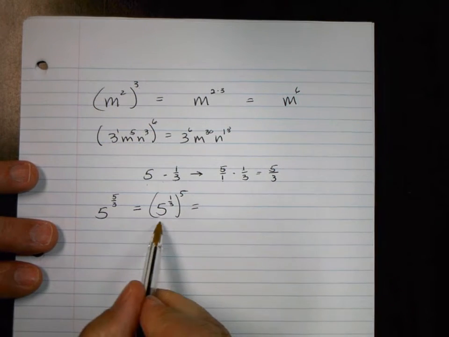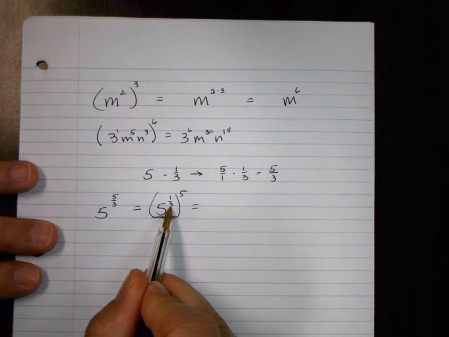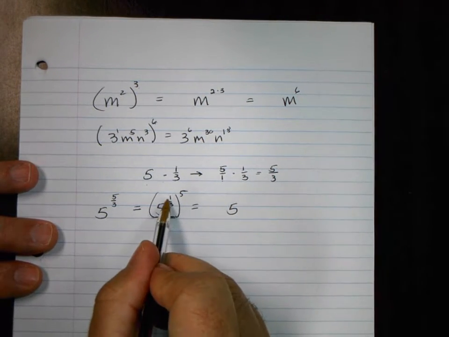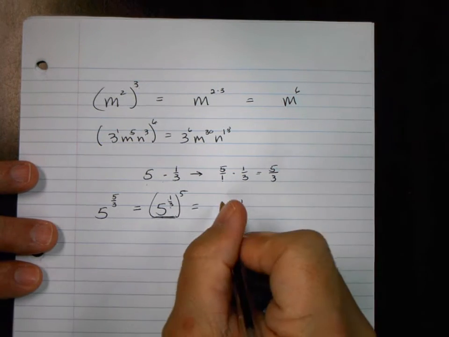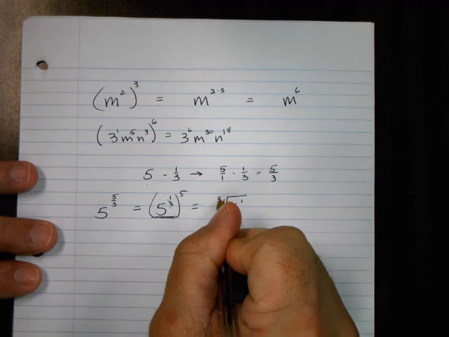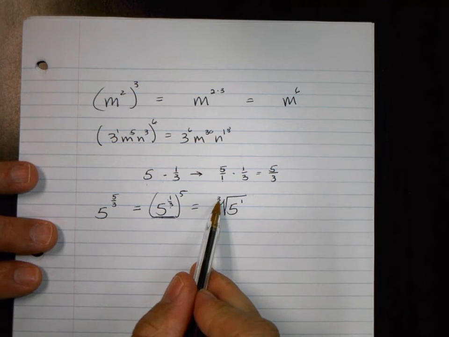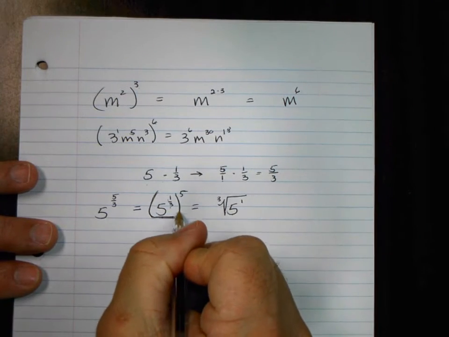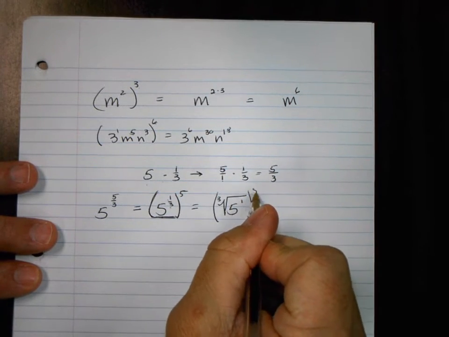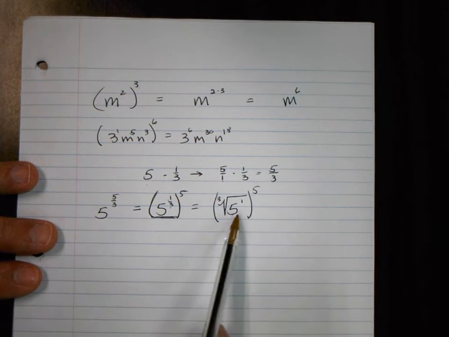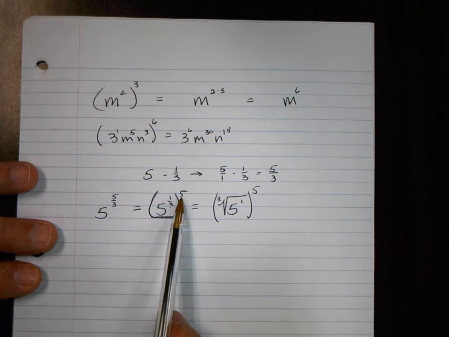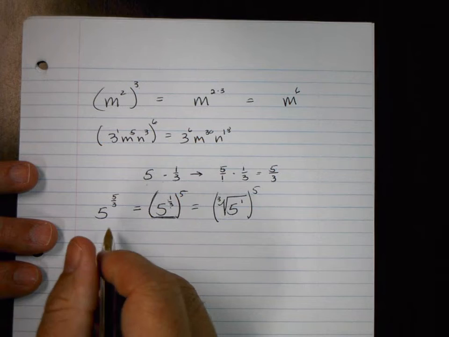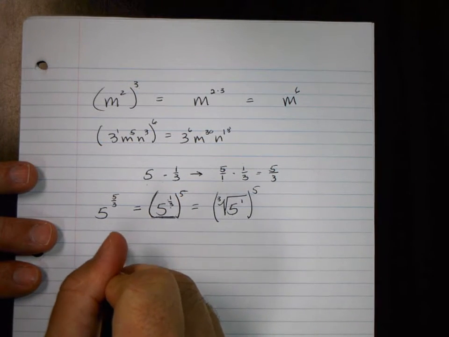But now remember, let's just take this inside part right here. We said a fractional exponent would be, the numerator is the exponent, and the denominator is the root or radical. So 5 to the 1/3 equals the third root of 5. But remember, we have these parentheses, so we would put this guy in parentheses, raised to the 5th power. So 5 to the 1/3 raised to the 5th power is equal to the third root of 5 raised to the 5th power.